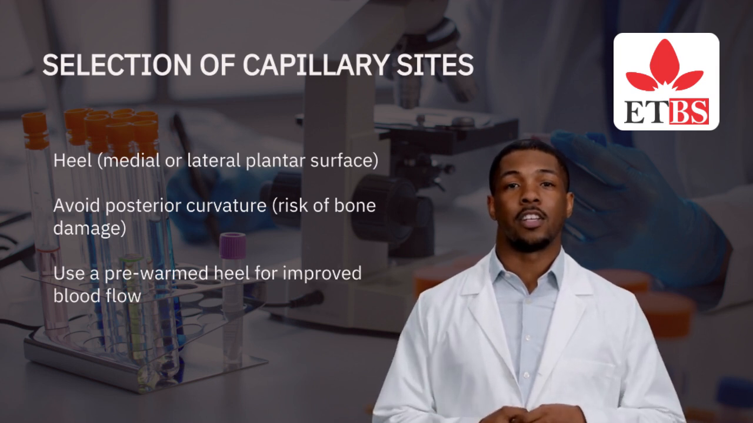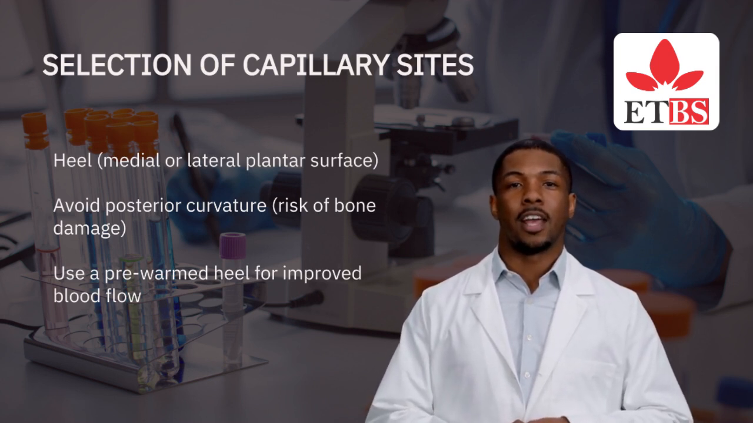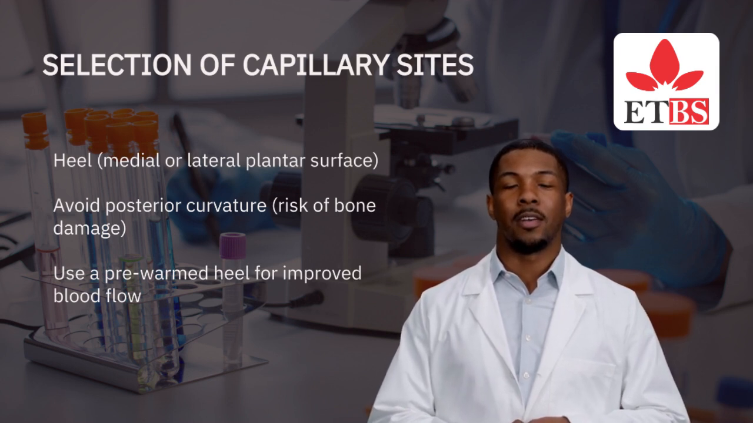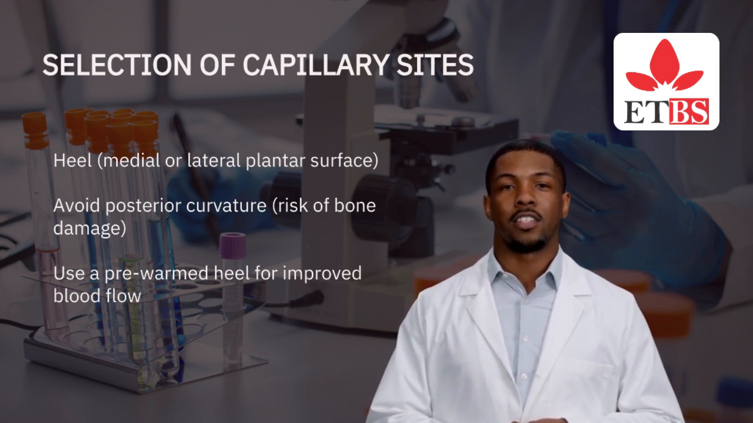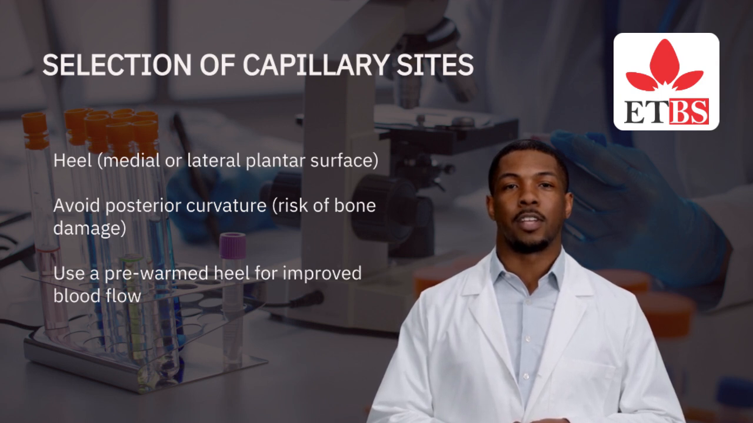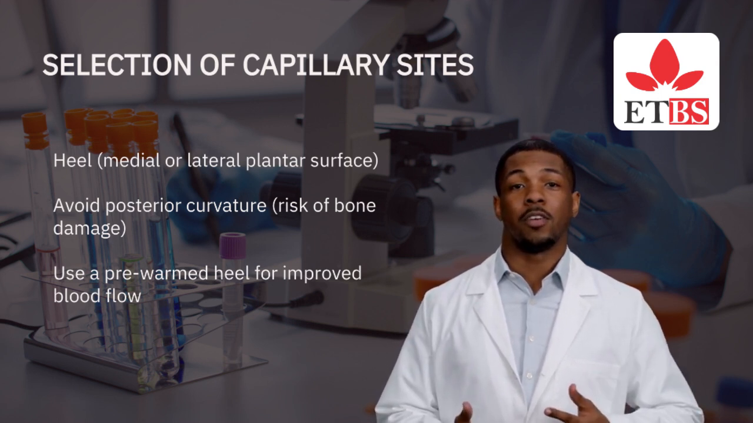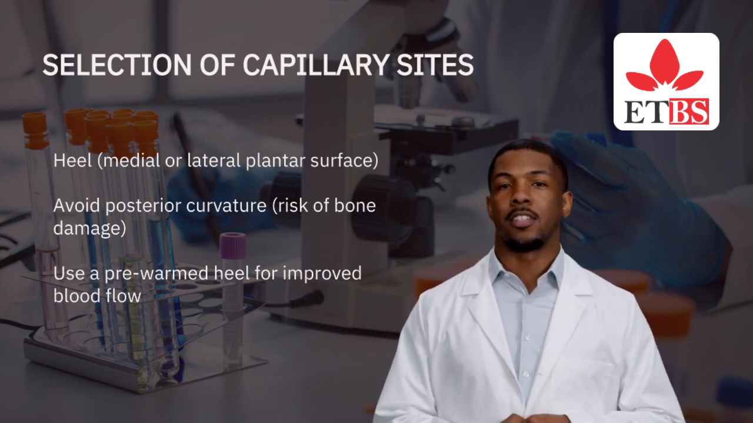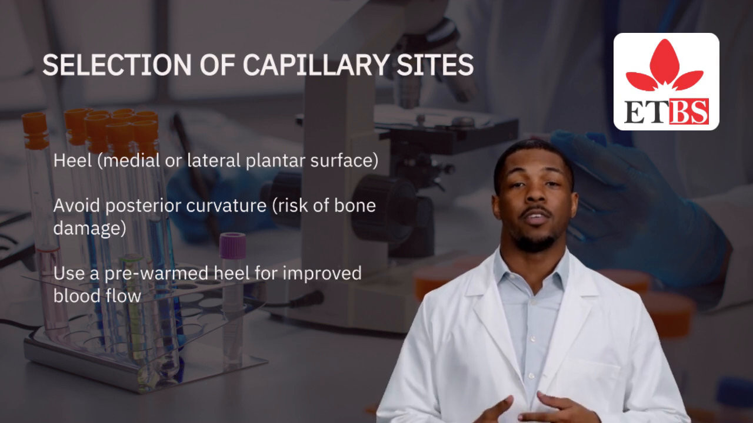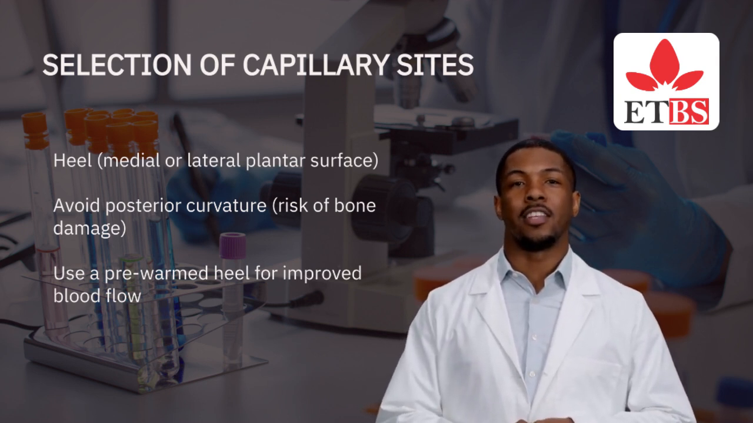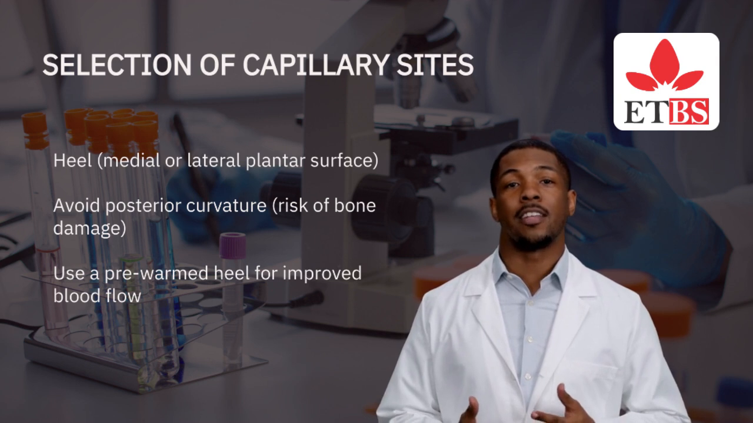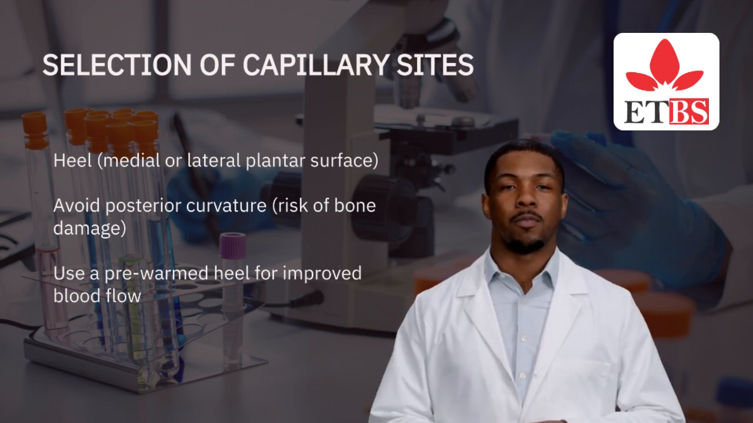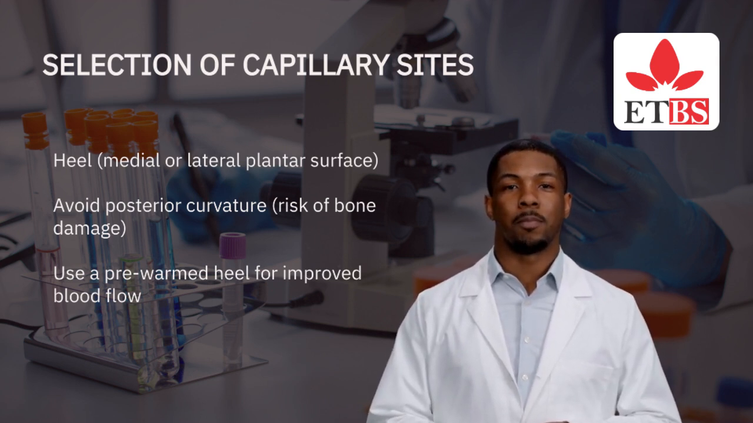7.3 Selection of capillary sites for infants under 12 months. Heel, medial or lateral plantar surface. Avoid posterior curvature, risk of bone damage. Use a pre-warmed heel for improved blood flow. For children and adults, fingertips, middle or ring finger, lateral side only. Avoid index finger, high nerve density, and thumb, pulse present. Avoid pinky, too small and near bone.